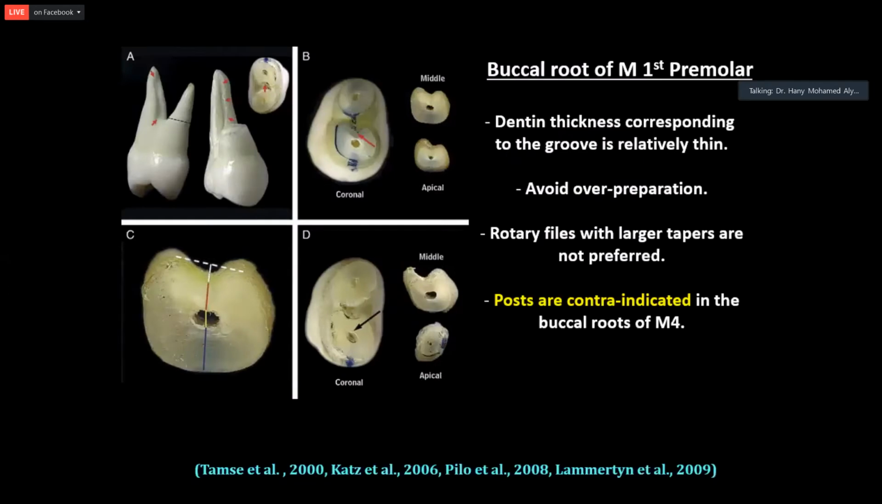This is also a very important anatomical variation in the maxillary premolar, which is called the furcation groove. Furcation groove is a deep groove in the buccal root, which runs along the palatal surface of the buccal root, as you can see here. And this groove can be deep enough that it may cause a problem if you decide to do a post preparation in this root. That's why it's very important to consider this anatomy, and usually a post is not indicated in this buccal root.